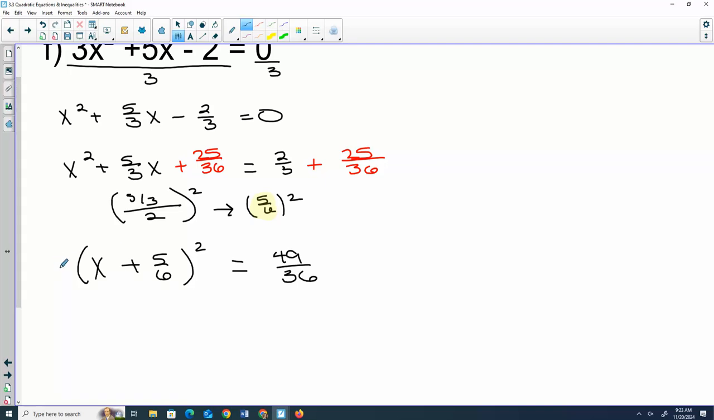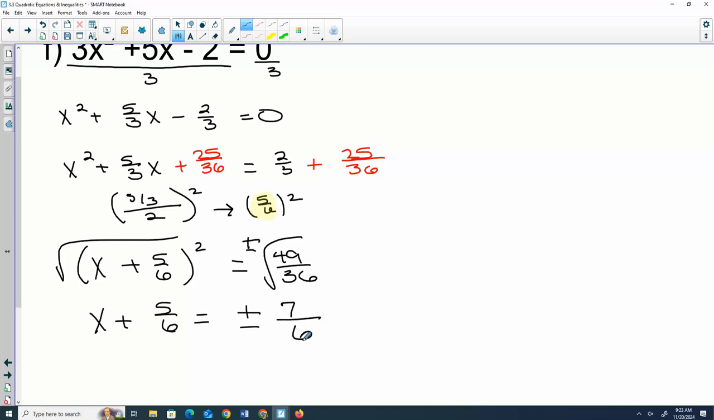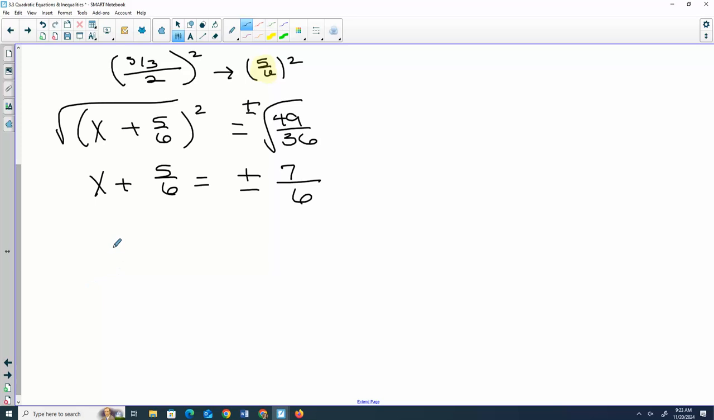Then what do we do? Plus and minus. So x plus 5 over 6 equals plus or minus the square root of 49 over 36. Square root of 49 is 7. Square root of 36 is 6. So then we subtract our 5/6. Is this my final answer? No. Why?